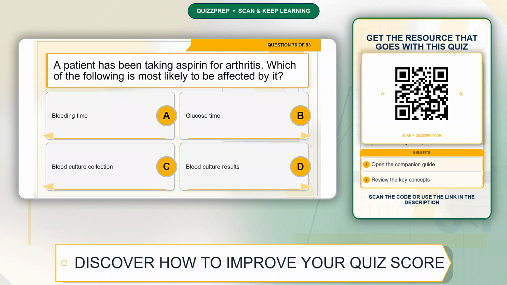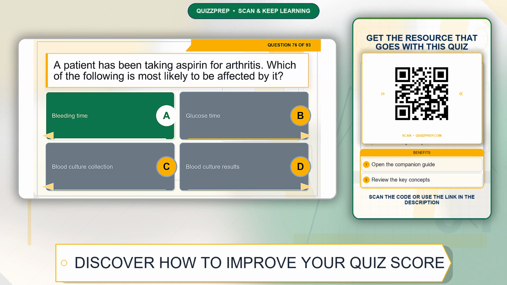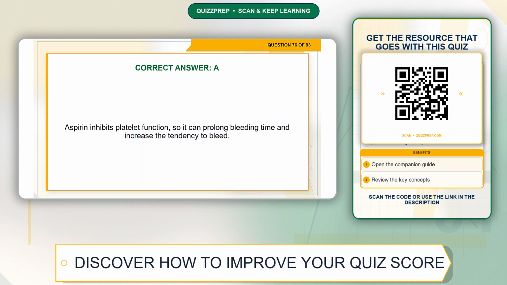Question 76. A patient has been taking aspirin for arthritis. Which of the following is most likely to be affected by it? Option A, bleeding time. Option B, glucose time. Option C, blood culture collection. Option D, blood culture results. The correct answer is option A, bleeding time. Explanation. Aspirin inhibits platelet function, so it can prolong bleeding time and increase the tendency to bleed.